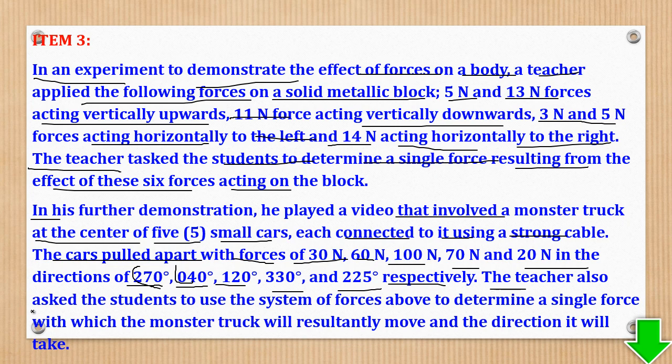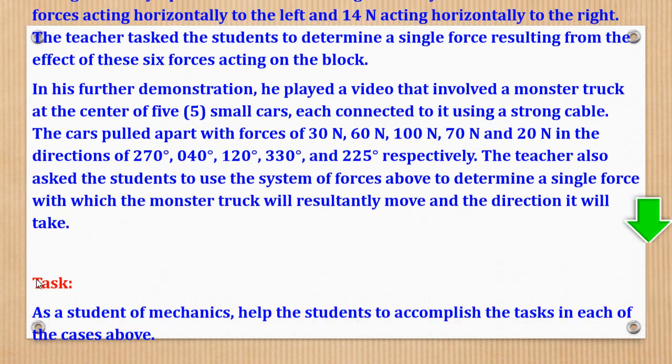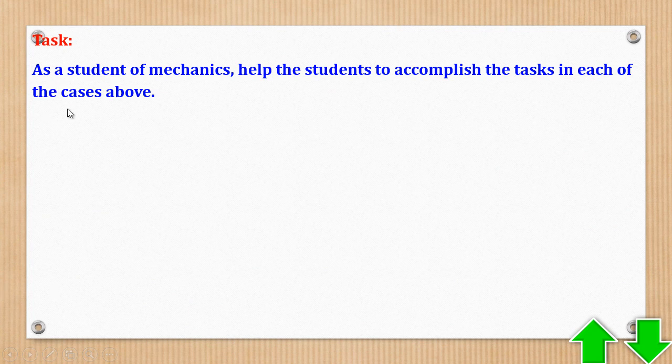The teacher also tasked the students to use the system of forces above to determine a single force with which the monster truck will resultantly move and the direction it will take. So task as a student of mechanics, help the students to accomplish the task in each case above.